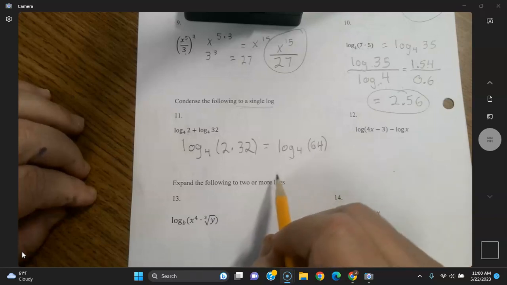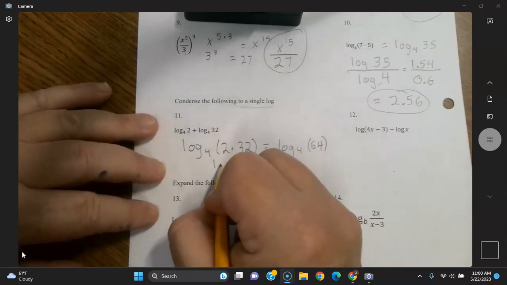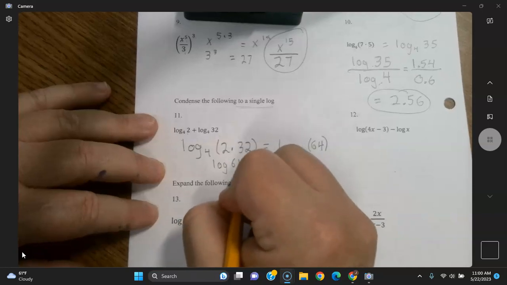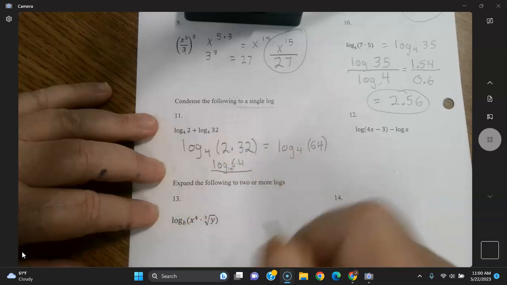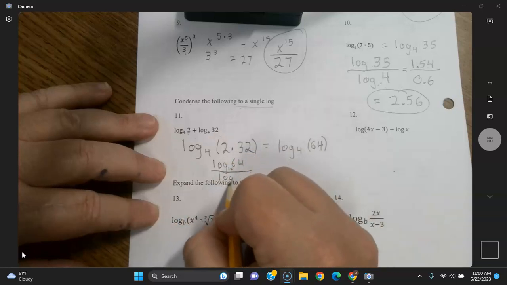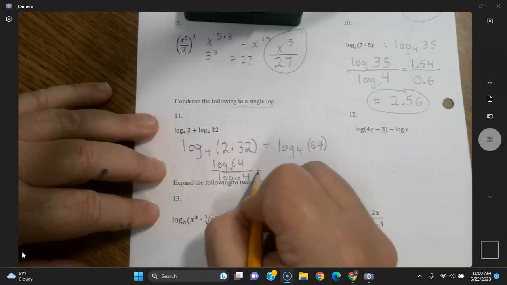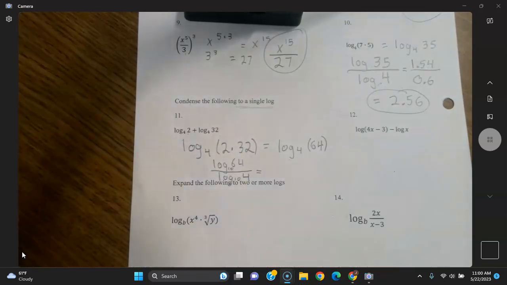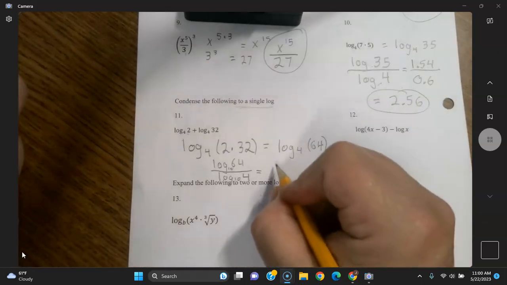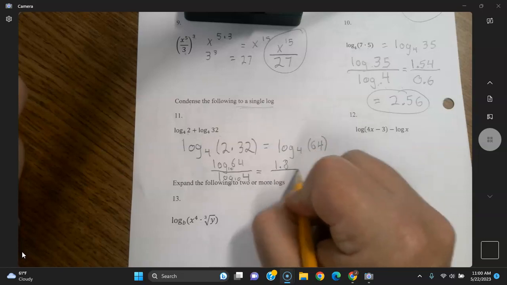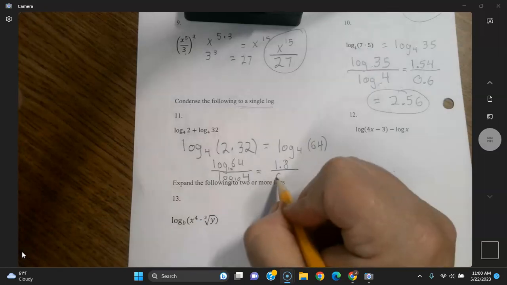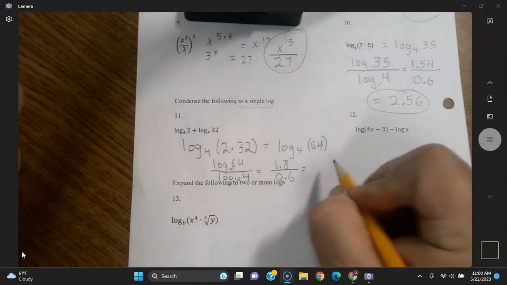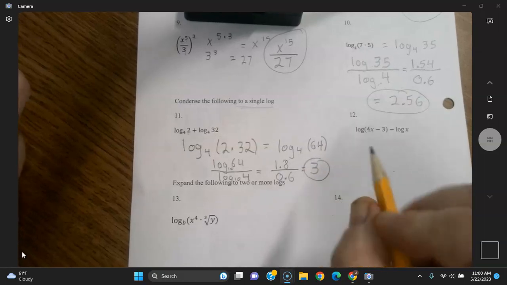Then again, you can use the change of base. So you can say log 64 base 10. Now we get to change the base to what we want, which is base 10. Log base 10 of 4. Okay, so the log of 64 gives you 1.8 over the log of 4 gives you 0.6. When you divide those two, you get 3, and that's your answer.